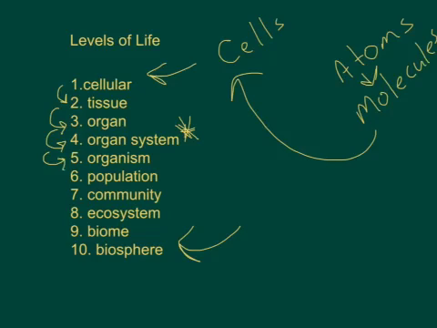A bunch of organisms working with one another, we call it a population. A bunch of populations working together, we call it a community. A bunch of communities working together, we call it an ecosystem. Again, there's that word system. So any kind of arbitrary group of things that are working together, we call it a system. In this case, it's an ecosystem because it's a community. So the ecosystem then works together, and we call it a biome. All the biomes working together, we call it a biosphere.